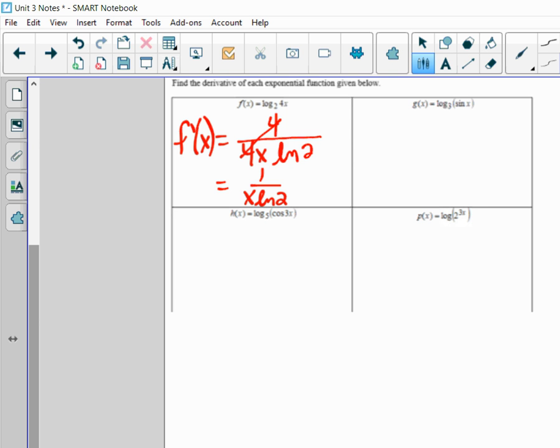What about this one? So on the top, I need the derivative of sine of x, which is cosine of x. On the bottom, I need sine of x, and then ln of 3. Could you simplify that? Well, cosine over sine is cotangent, so that's really like cotangent of x over ln of 3 is the same thing. Again, still kind of messy.